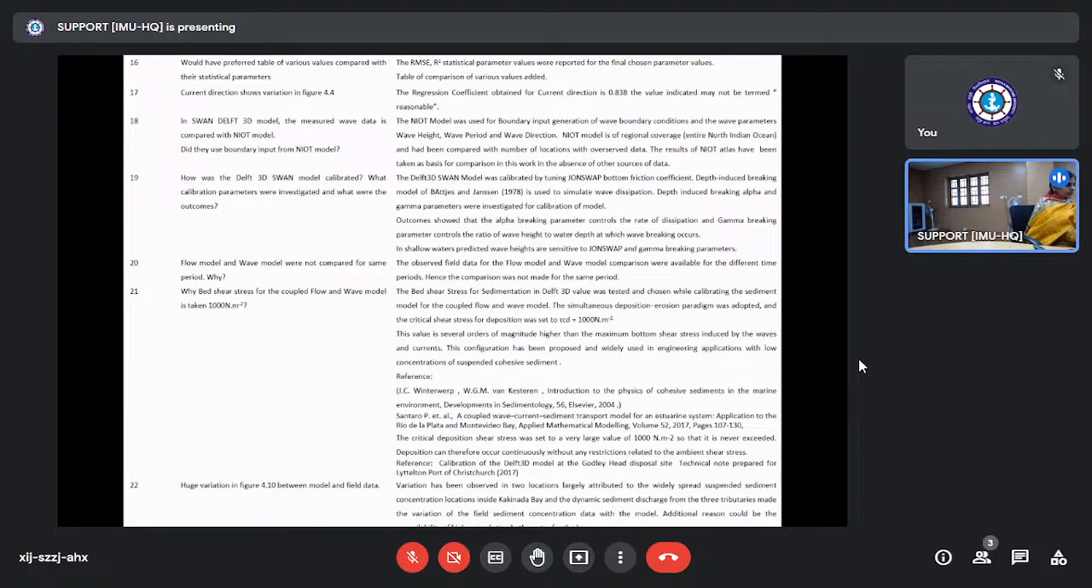On point 22, the question is why there is a large difference between the model data and the field data when it comes to current. Rates were okay, but current was an issue. Okay, next one.